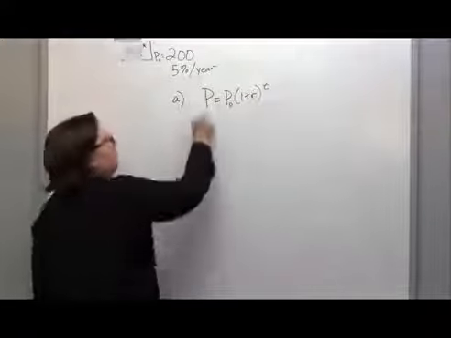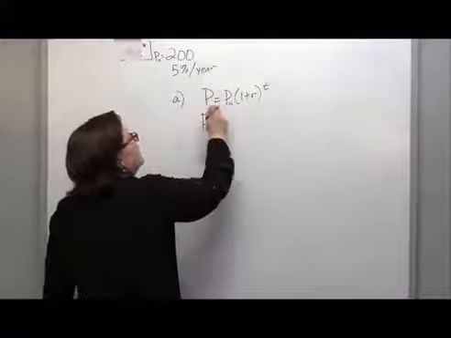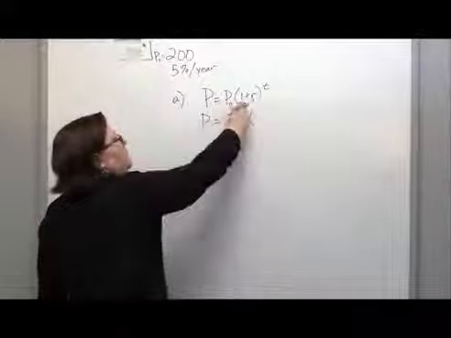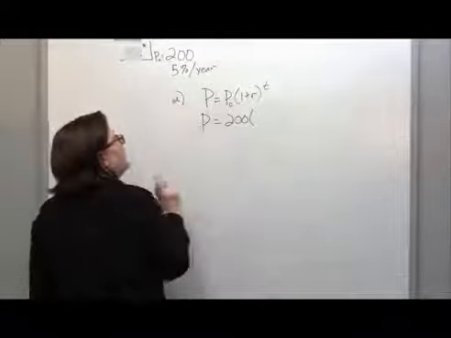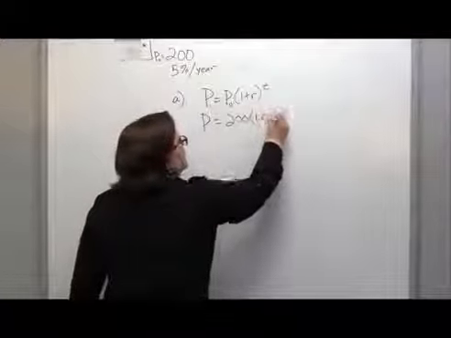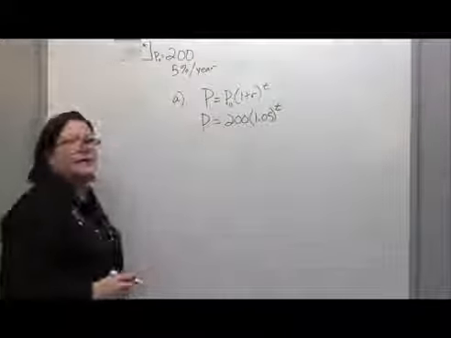using this model. We would have P is going to equal 200 times (1 plus r), and that would be 1.05 to the T.